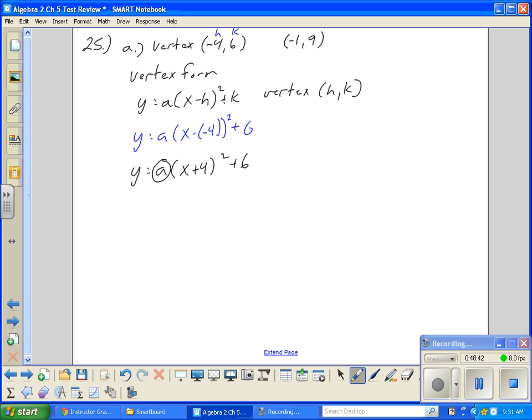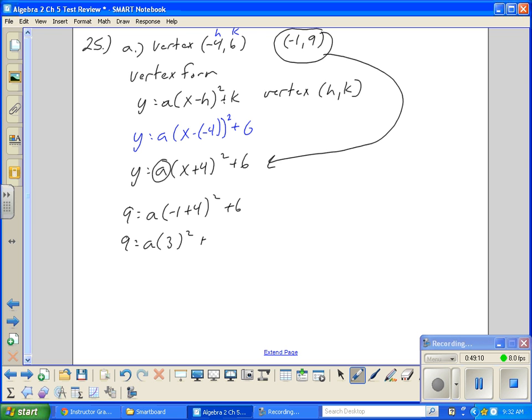So now we're going to take the other point they give us and plug it in to that equation so that we can solve for the a. So the y is 9 equals a times x, which is -1 plus 4 squared plus 6. So the 9 and the -1 just came from that point that they gave us. Now we simplify it. So 9 equals a times 3 squared plus 6, or 9 equals 3 squared is 9, so 9a plus 6.